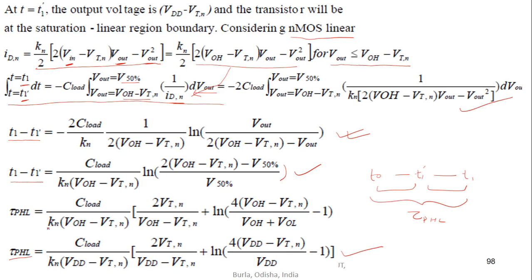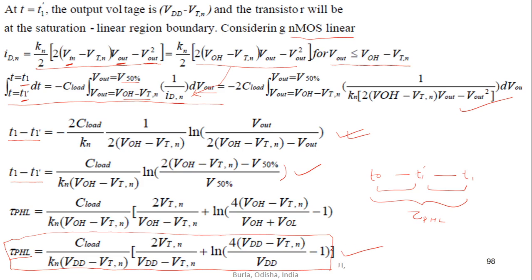So this is the final equation for tau PHL using the differential equation approach. And if you see, this is also not a very complicated derivation. This is also a simple, straightforward derivation, but the equation is a bit longer. That will definitely take more time to calculate.